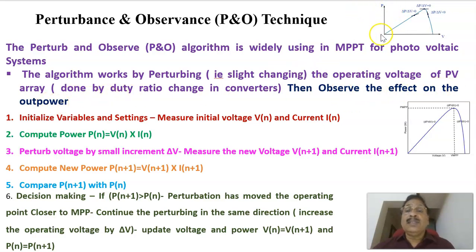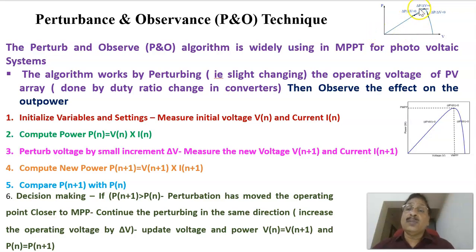Basically, you see this is the PV plot of a solar panel, and this is the maximum power point. Towards the left side of the maximum power point, dP by dV, the change in power divided by the change in voltage, is positive because I have a positive slope.